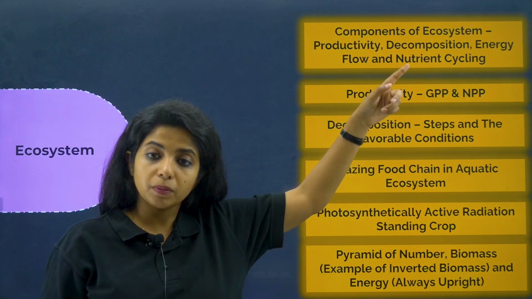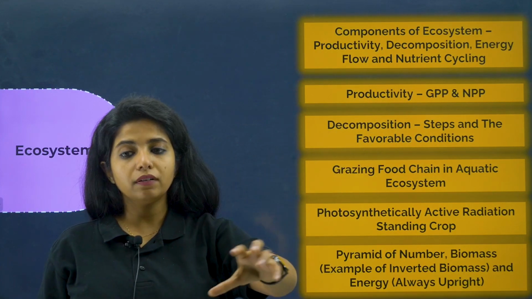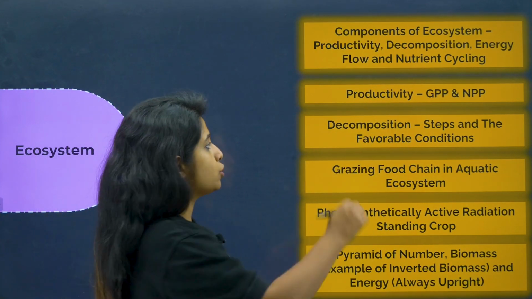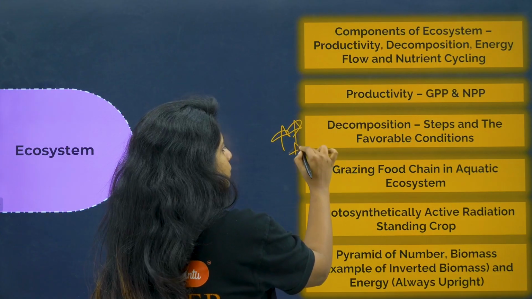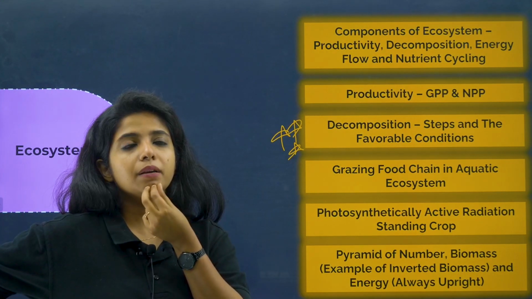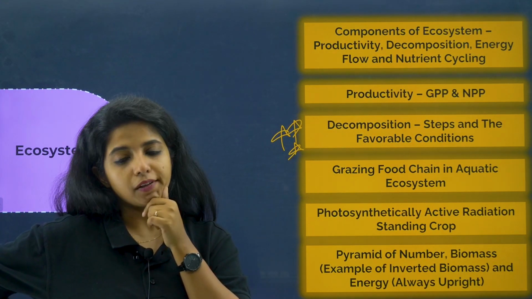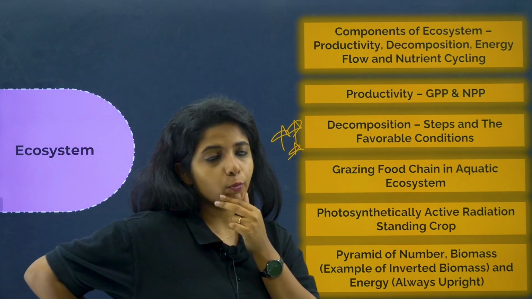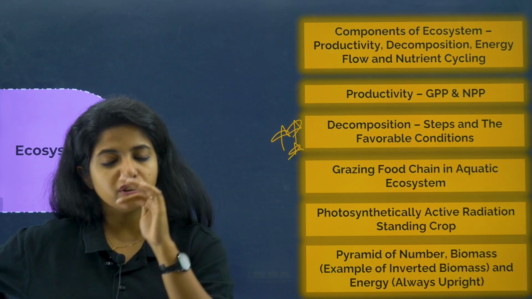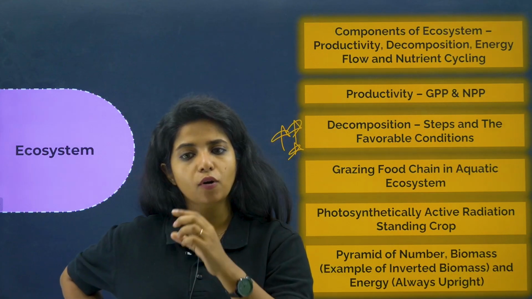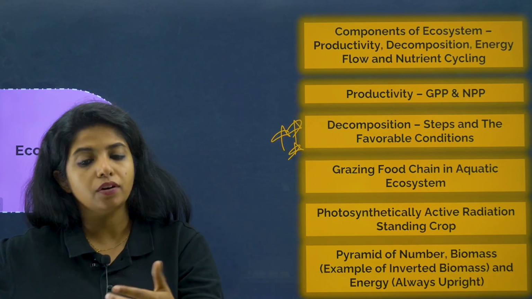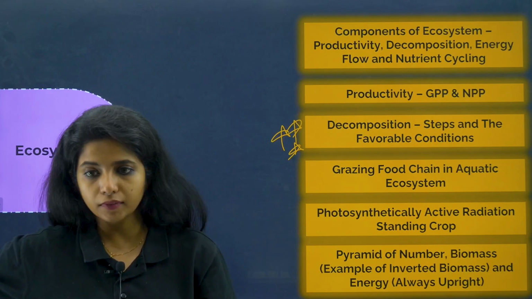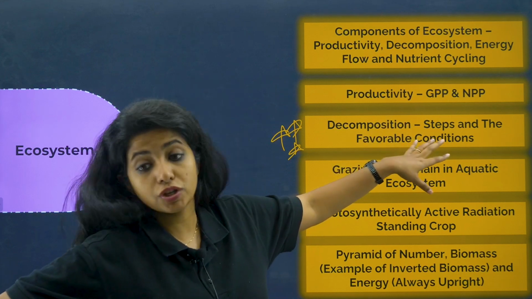Now productivity, GPP and NPP you should know, gross primary productivity and net primary productivity. Decomposition, very much important. You can expect a 3-marker question, not a 4-marker question, because 4-marker question is not there. So it is a 3-marker question that you can expect from decomposition. You can be asked to explain the whole thing, or in parts also they can ask you in 2-marker or probably 1-marker. So steps and the favorable conditions which are needed.